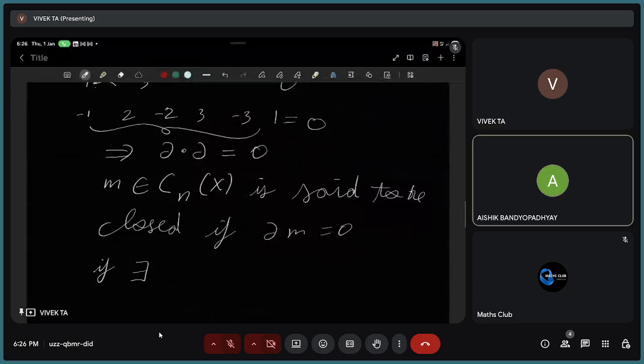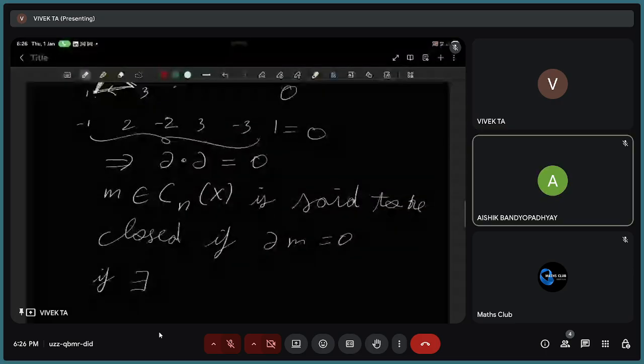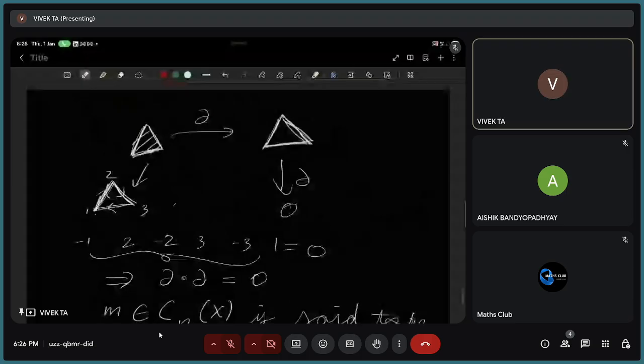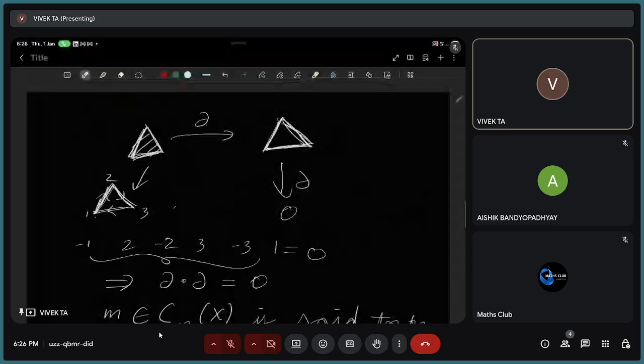Could you please say this once more? So if you take the boundary first, and then you take the boundary of the boundary itself, it gives you zero.